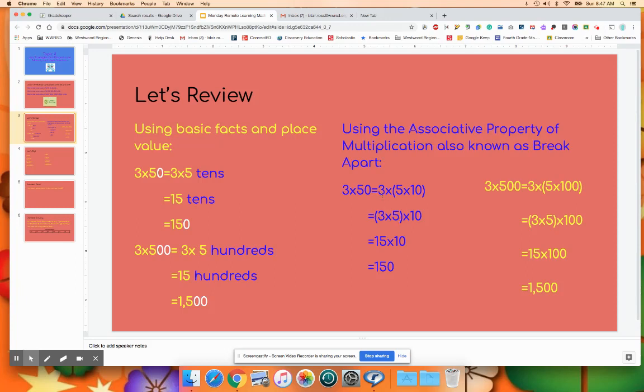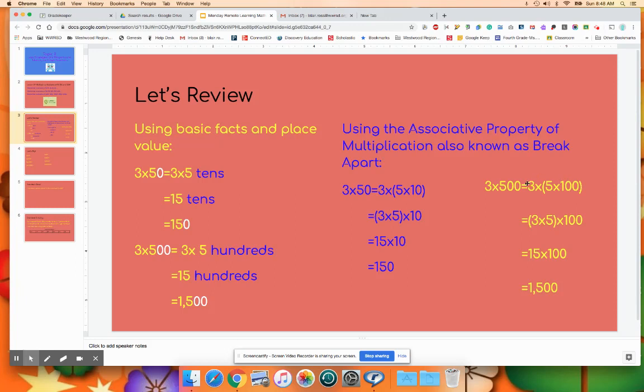So notice the order: 3 times 5 times 10, 3 times 5 times 10. The order stays the same, but the way I'm grouping them or breaking them apart to multiply is different. Because if I do 3 times 5, I know I get 15, and then 15 times 10 is 150. Okay, so I was thinking about the multiplication in a different order. So let's think about it here with a larger number. So our basic fact is still the same. So 3 times 500. Well, 500 is actually 5 times 100.